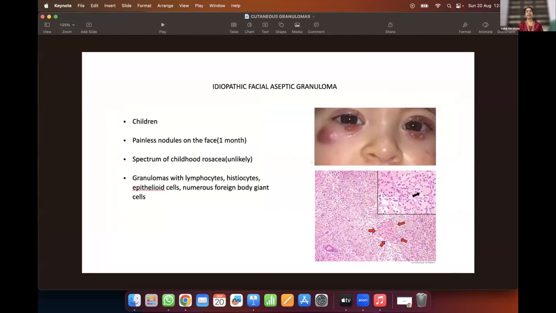Coming to the next condition, that is idiopathic facial aseptic granuloma, usually seen in children. They present with painless nodules on the face. It is believed to be a spectrum of childhood rosacea. It was believed, but it is unlikely now.